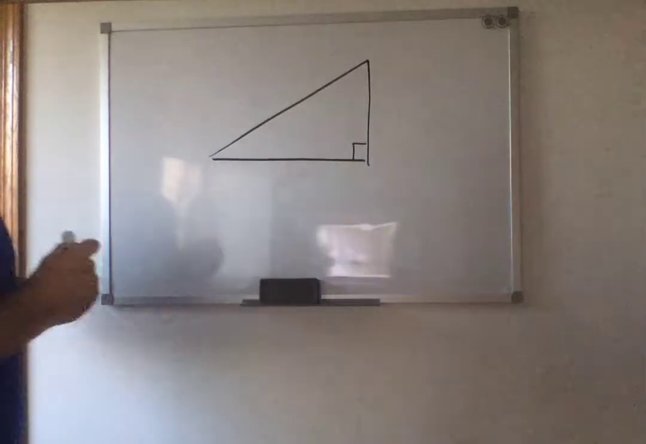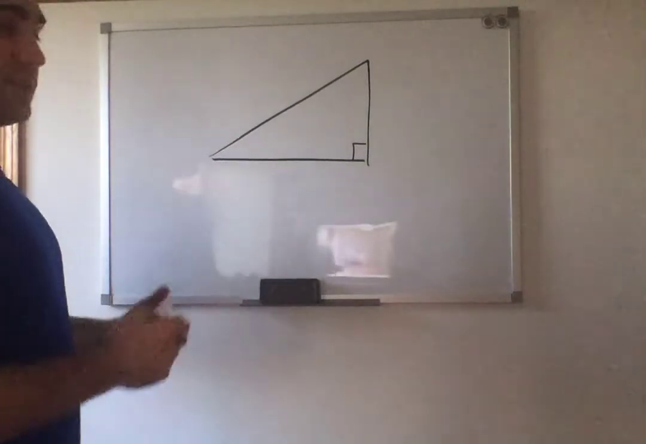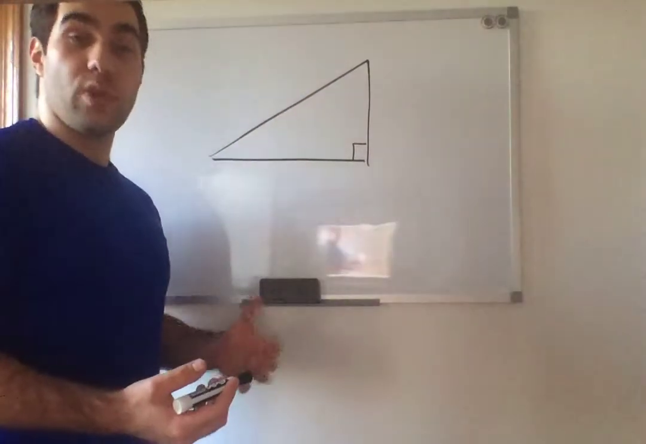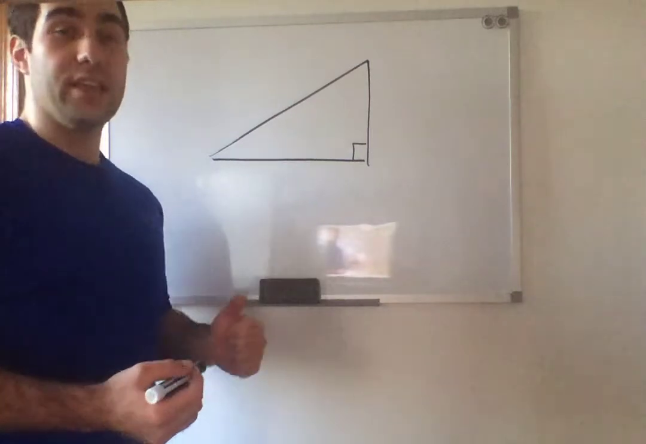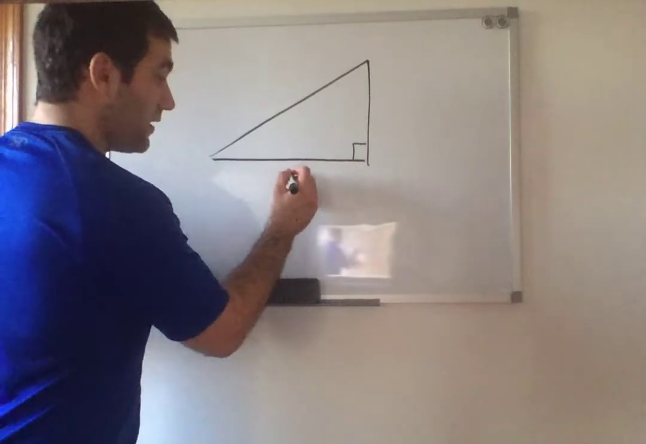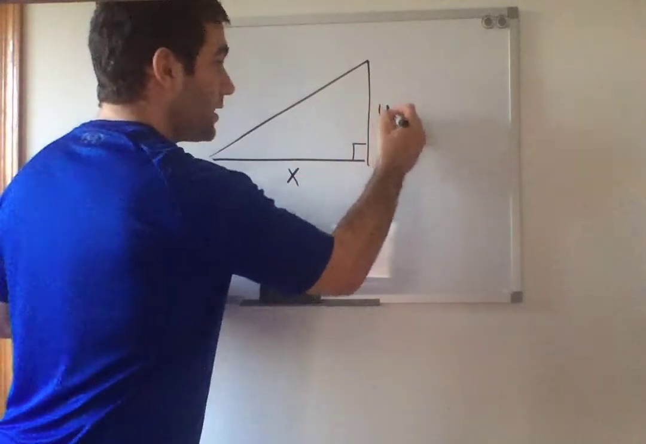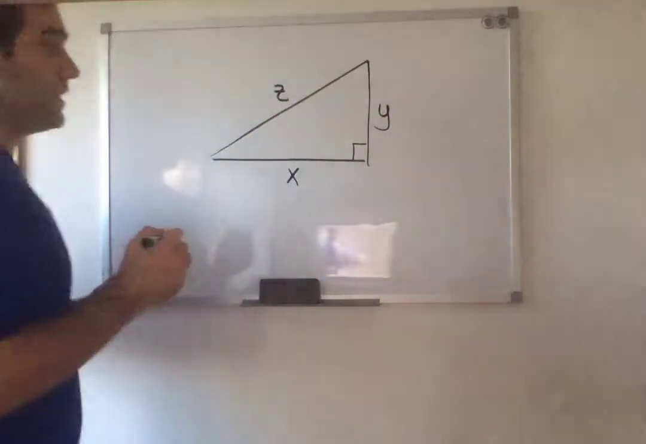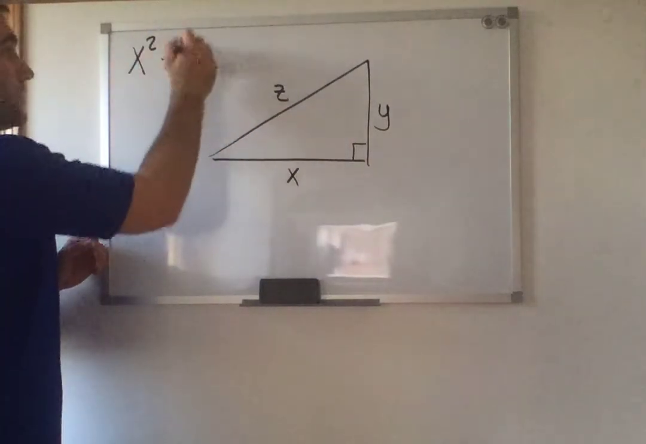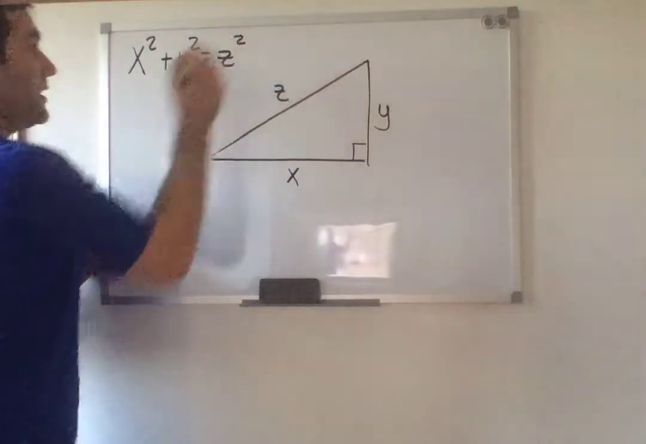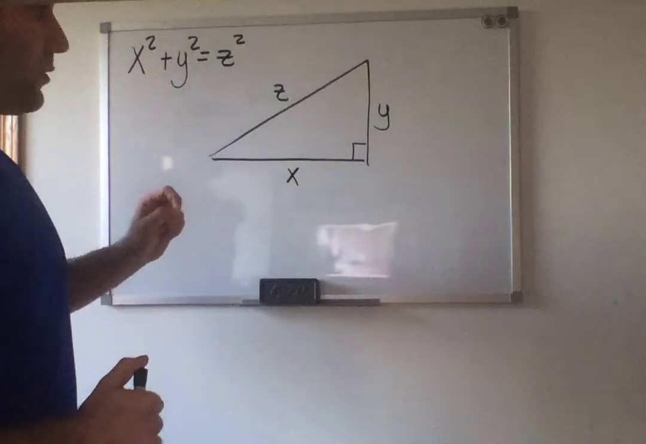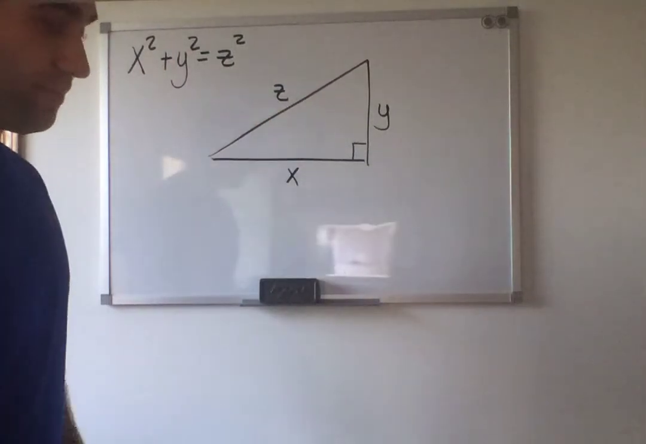And now, since it's a right triangle, we have some relationships that we can use. In a later problem, we're going to use some right triangle trigonometry to solve it. In this one, we're just going to use Pythagorean's theorem. If I label this side x, this side y, and this side z, the Pythagorean theorem says x squared plus y squared is equal to z squared. So that's the equation that relates to this problem.